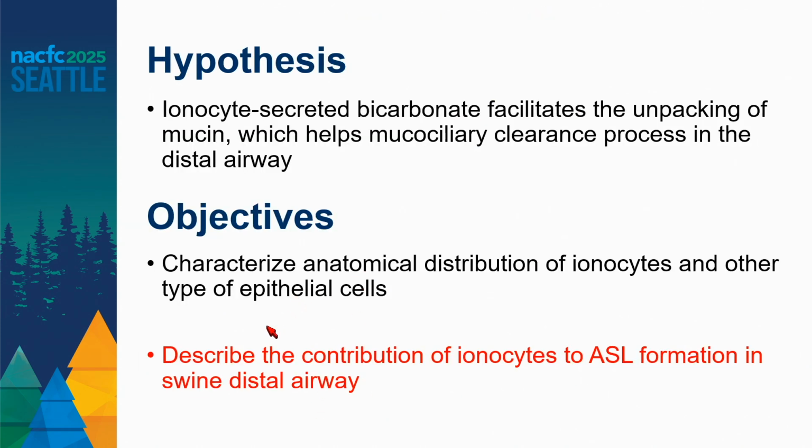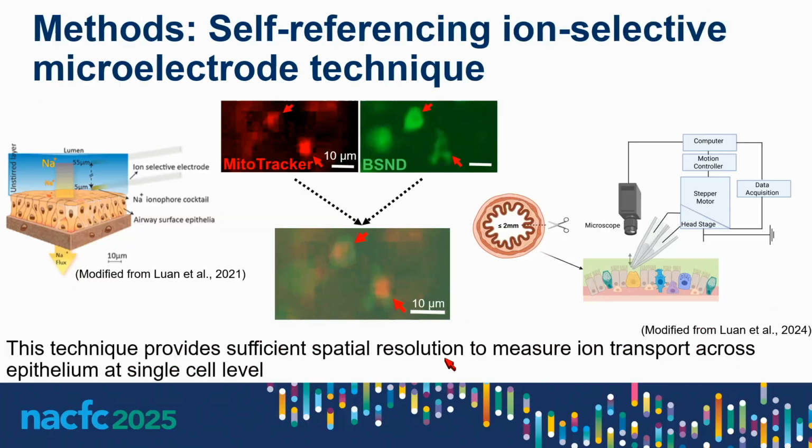And then we move to describe the function of ionocytes in the swine distal airway. So here we use a technique called the self-referencing ion-selective microelectrode technique. It's a technique with super spatial and time resolution. We can measure ion transport through a single cell, and we can record the ion flux in real time. So here is how the technique works.